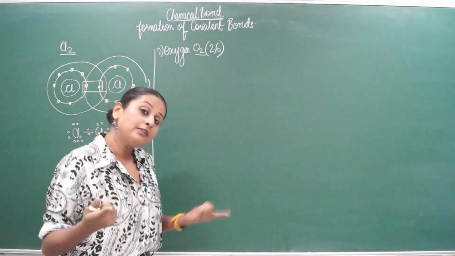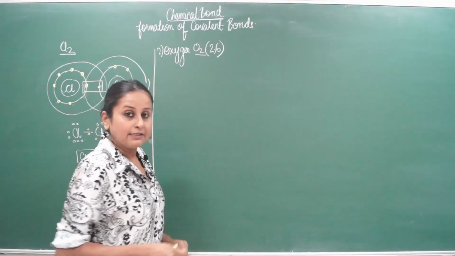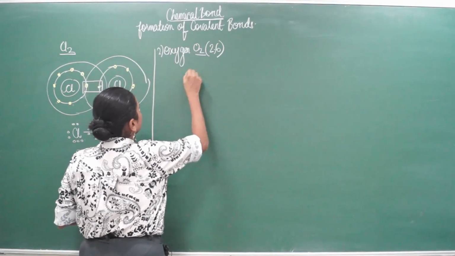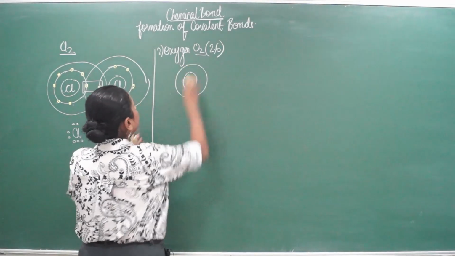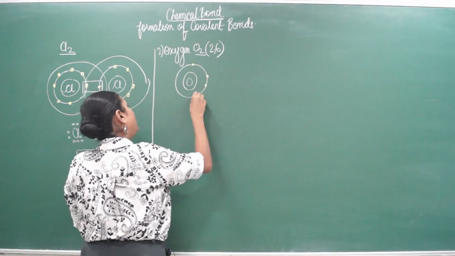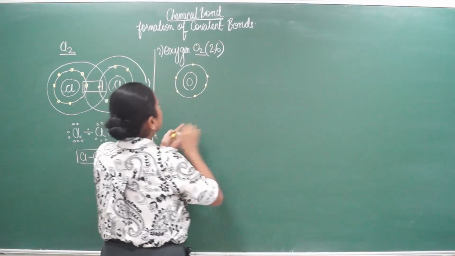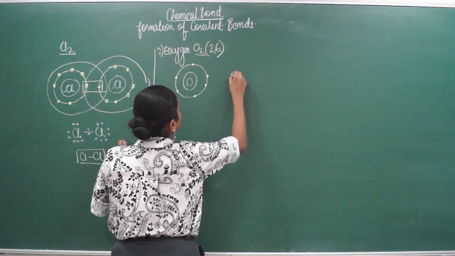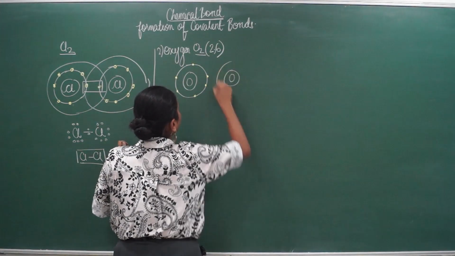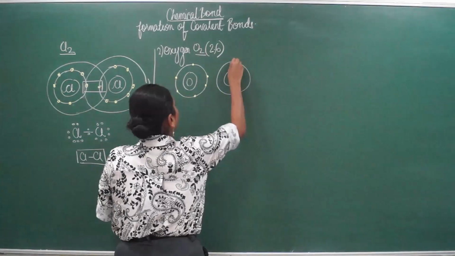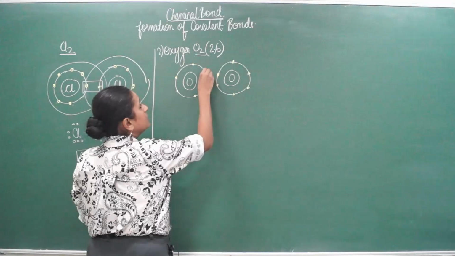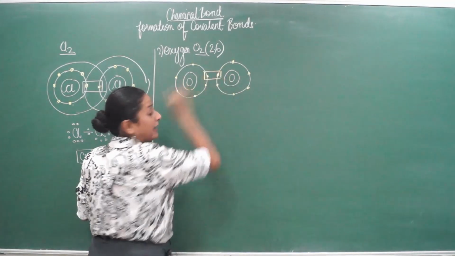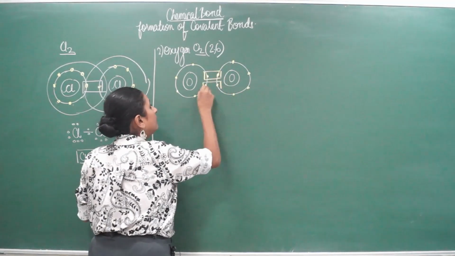So let us draw the last orbit of oxygen, which has 6 electrons in itself. So it has 6 electrons, 1, 2, 3, 4, 5 and 6. Same for the next oxygen. 1, 2, 3, 4, 5, 6. How many will it share? This is one pair and this is the other pair.